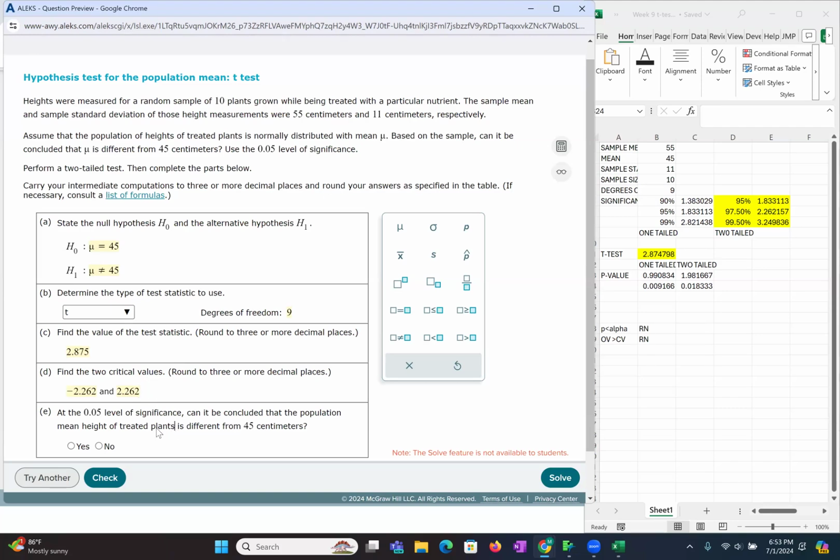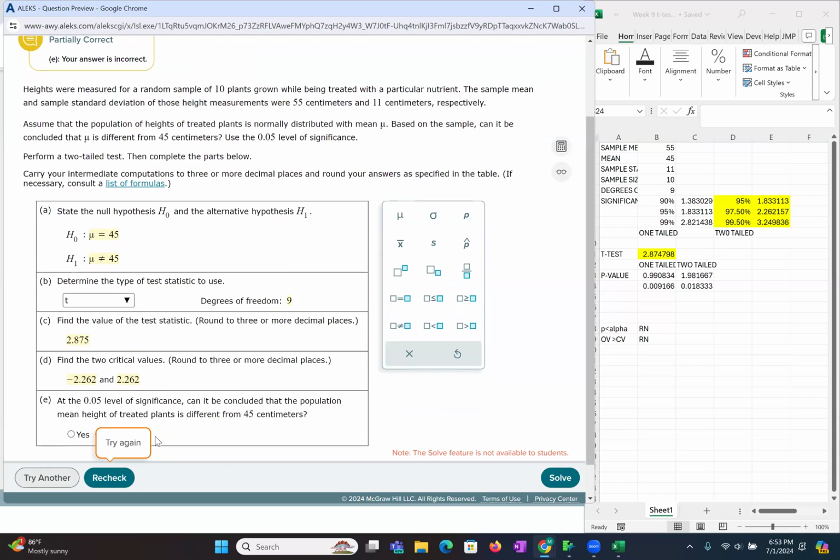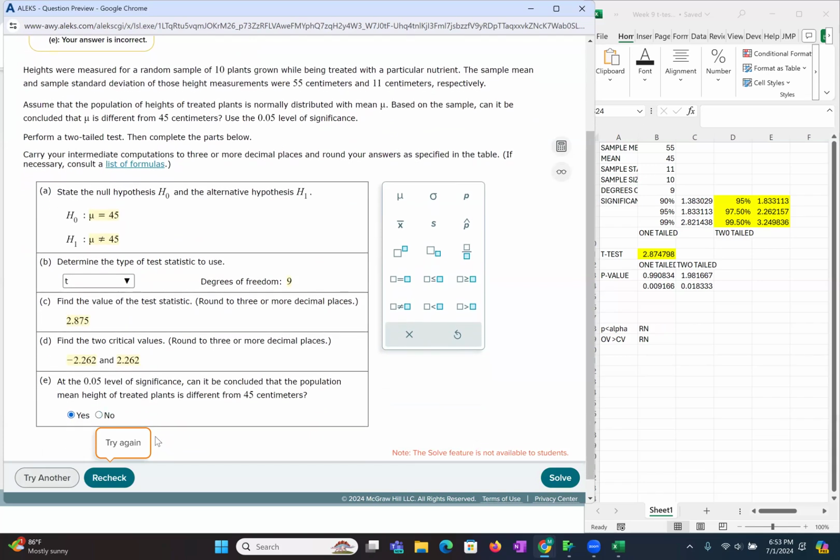If I reject the null, that means I'm going to accept the alternative hypothesis, which is not equal to. What do you think? Yes or no? No. We're rejecting, so it's yes. Correct. OV greater than CV, reject the null.